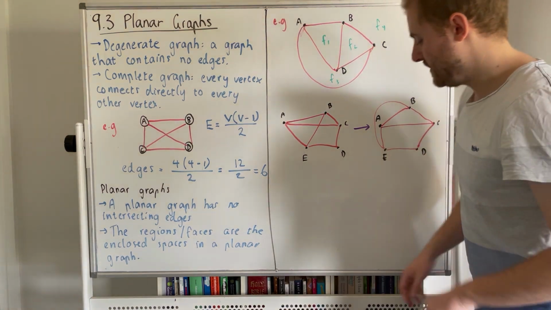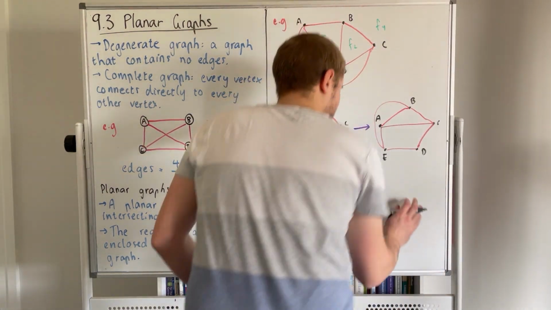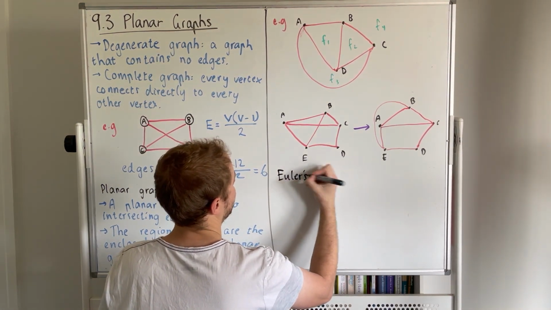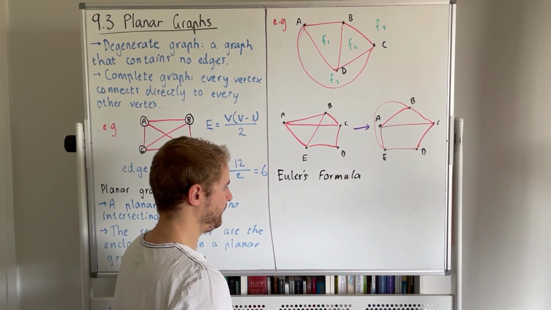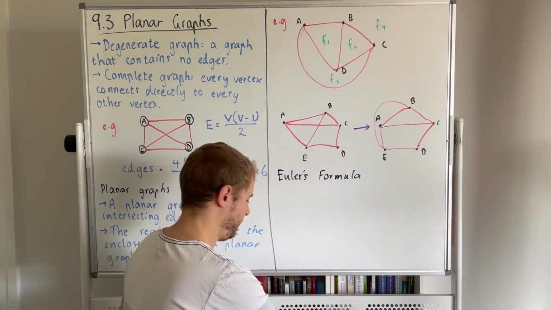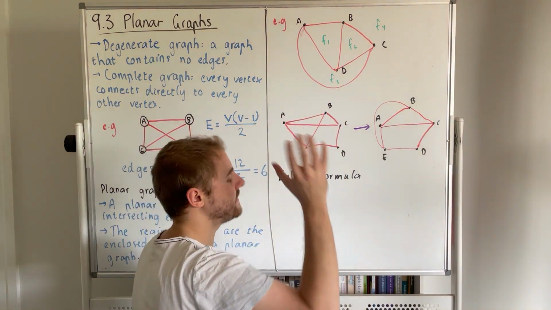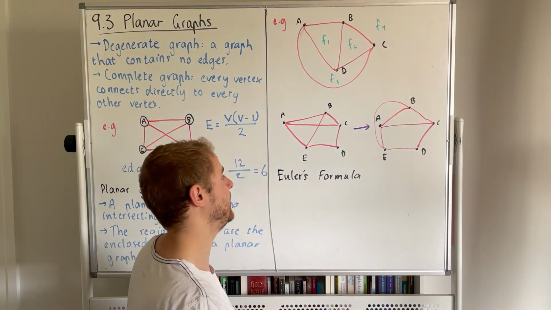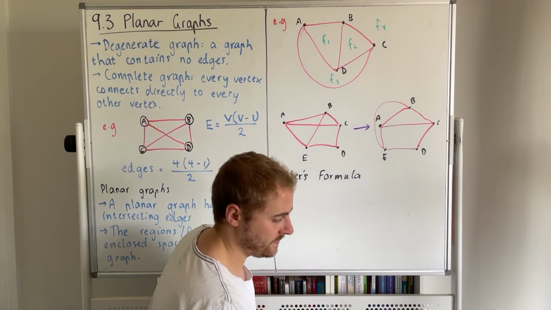Okay, this finally brings me to Euler's formula. So again, those of you that did year 11 general will hopefully remember this. Euler's formula is a relationship between the number of vertices, edges, and faces in a planar graph. All right, so remember, this is just for planar graphs that we've looked at.